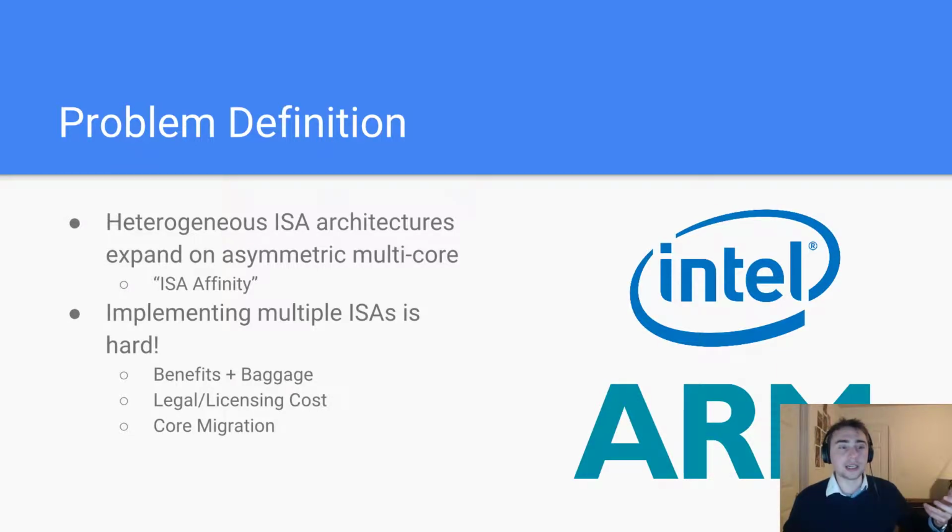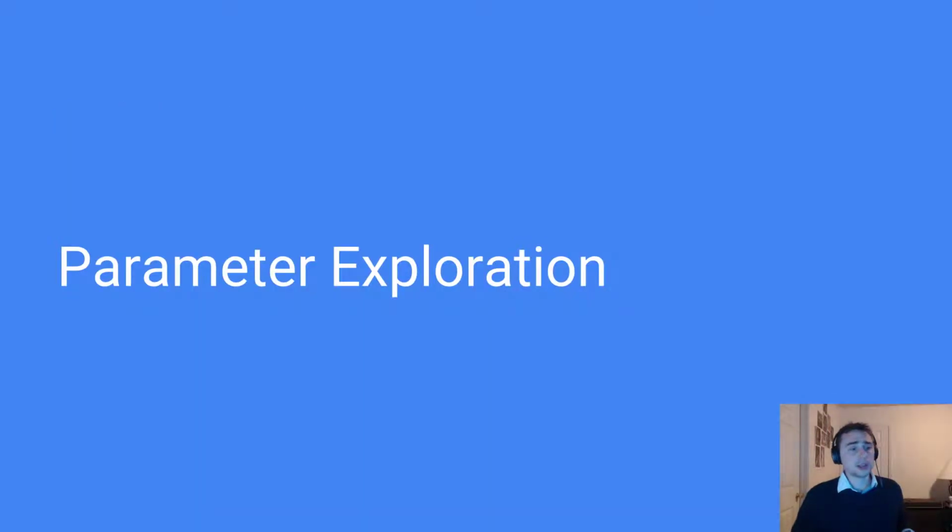So that translation of all of the code in that state that's on that one core, say ARM, it's really hard to move that to another one. So a lot of tricky issues there for the potential benefit. So let's look at the parameters that we have to explore.